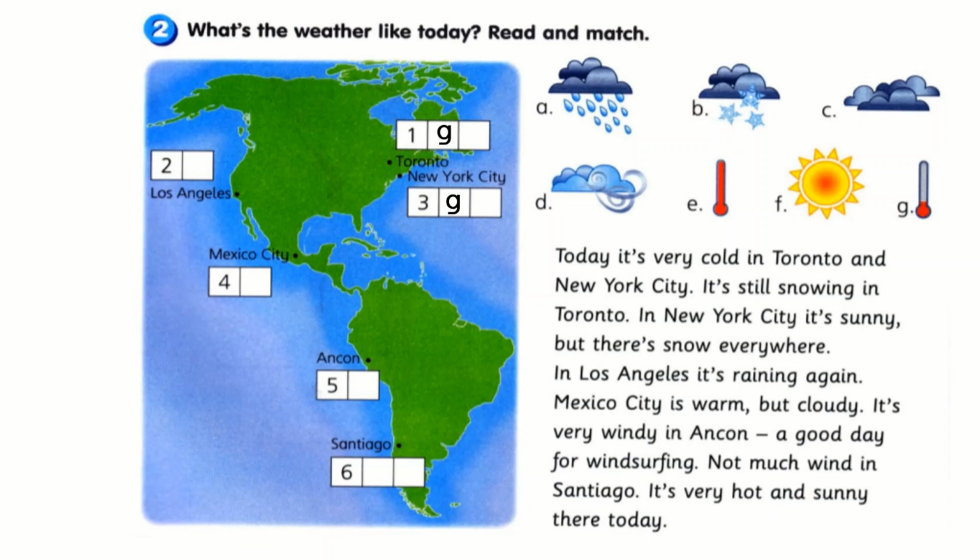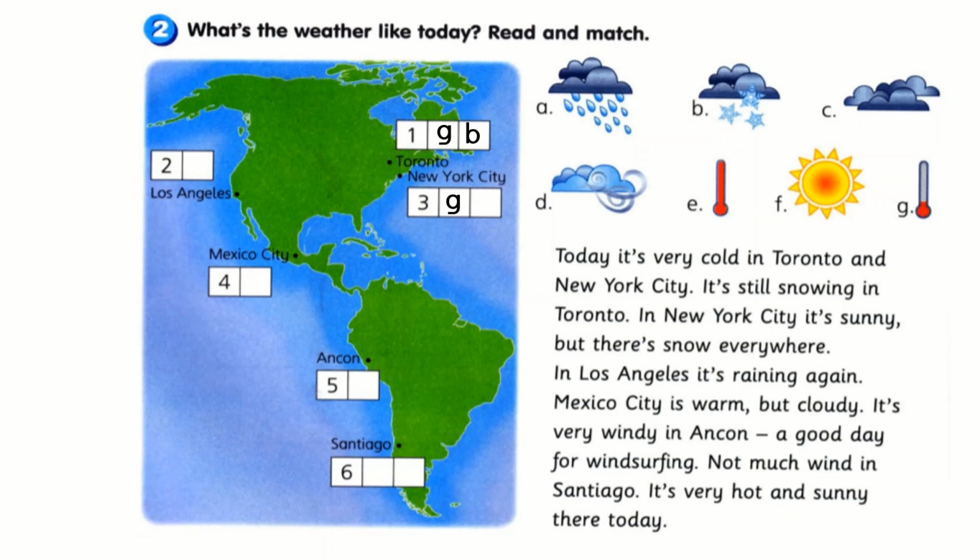It's still snowing in Toronto. Now, which one is Toronto again? It's number 1. So fill in that blank with it's snowing. So which letter is it? It's B. So number 1, G for cold, B for snowing.